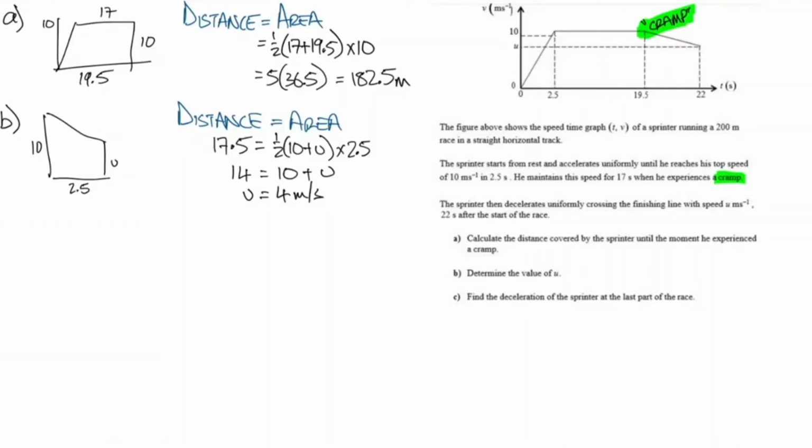In part C, we're asked to find the deceleration of the sprinter in the last part of the race. So we've got a lot of information. We now know the original speed in the last part of the race. We know the final speed that he crossed the finish line in the last part of the race. And we know the time that it took. That should be enough to find the deceleration. I could find the gradient. The gradient of a velocity time graph is the acceleration. Or I can rely on a SUVAT equation.